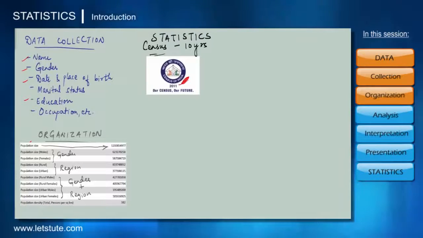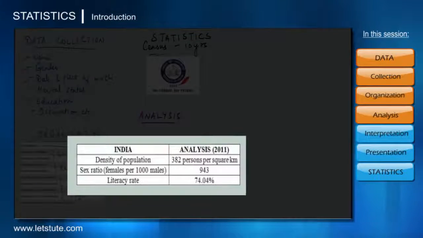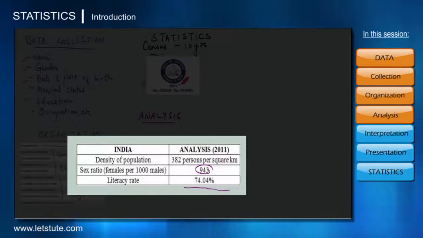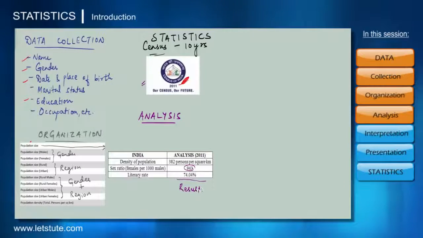So organization of data totally depends on what kind of data we are dealing with and what the requirements of an individual are. Now, a systematic organization always leads to an appropriate analysis of data. Like from the recent census of 2011, it was found that the density of population in India is 382 persons per square kilometer, and the sex ratio, which is females per thousand males, is 943.